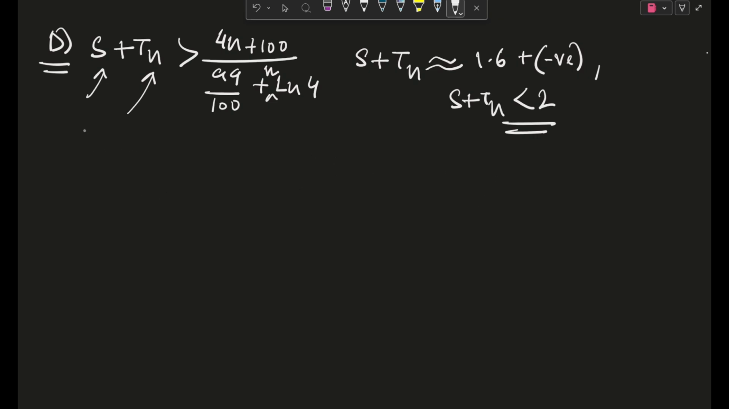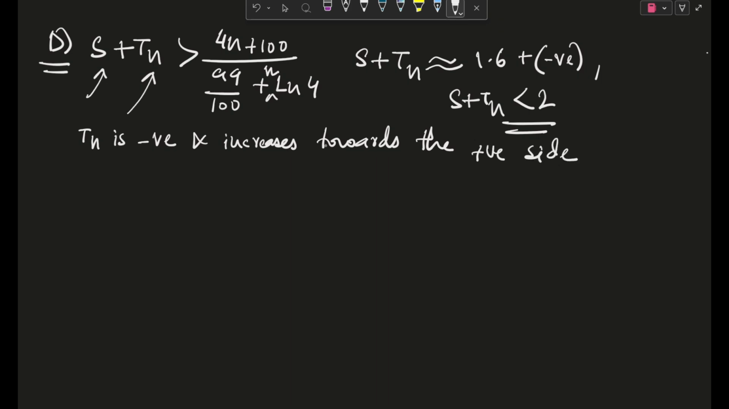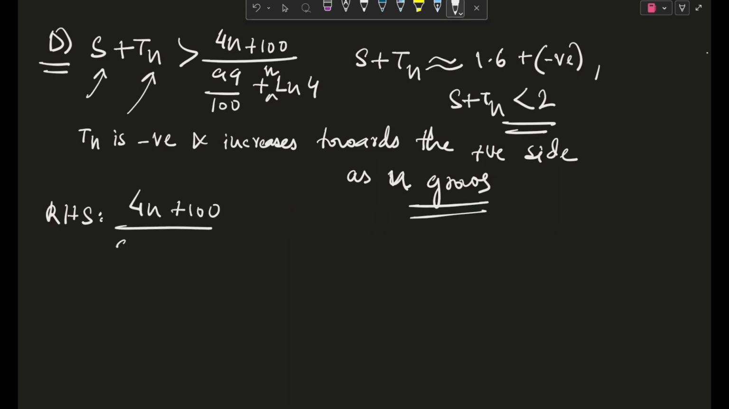Now if you observe, one property of Tn was that Tn is negative and increases towards the positive side, towards 0, as your n grows. We have already derived this, so I am not going into it again. Let's go on to our RHS for a while. RHS is given to be (4n plus 100) divided by (99 by 100) plus n ln 4.